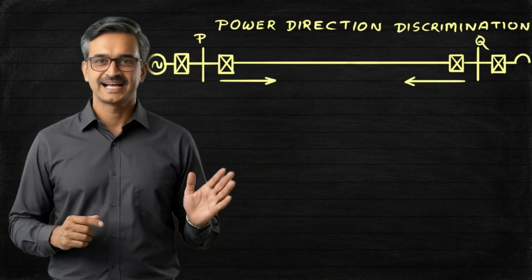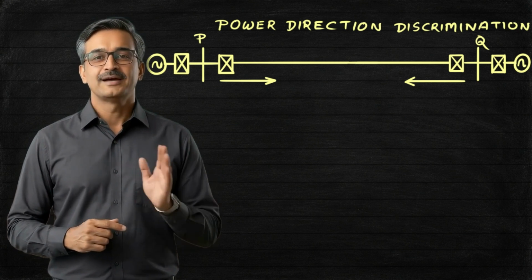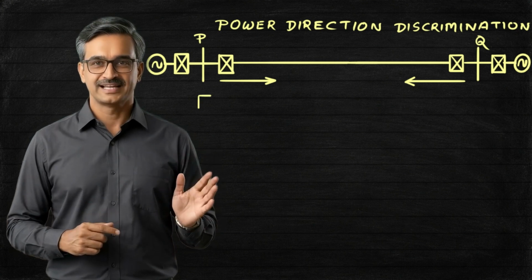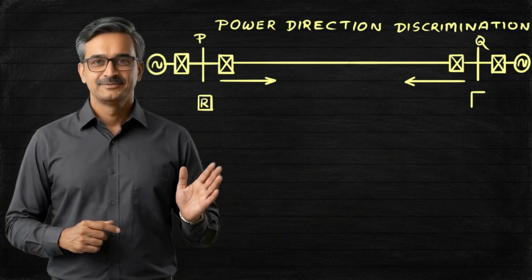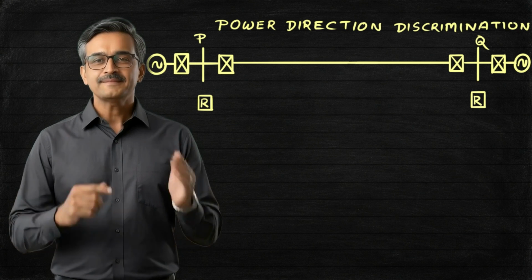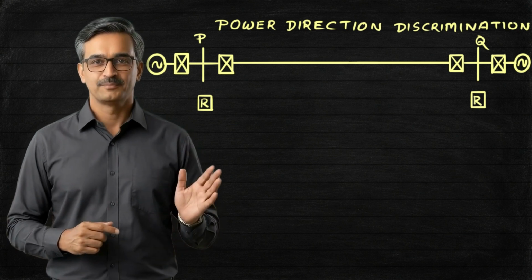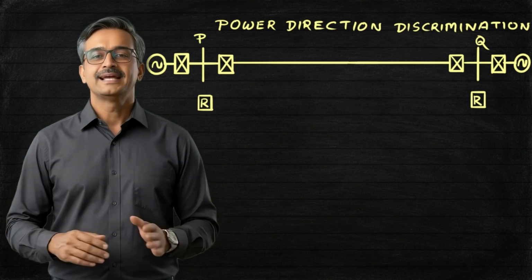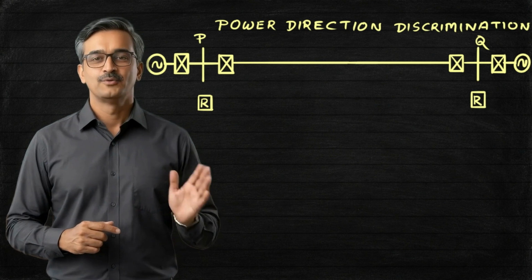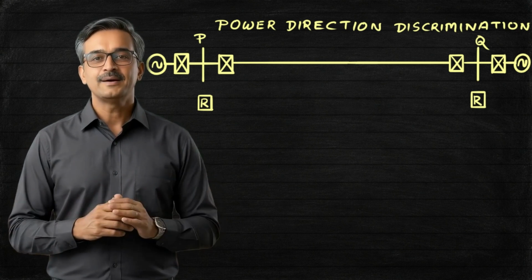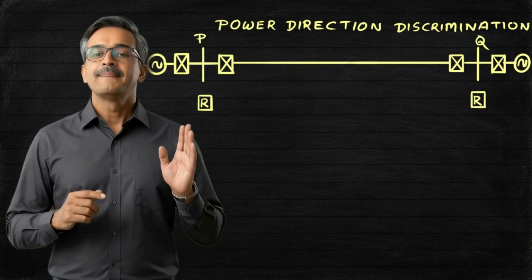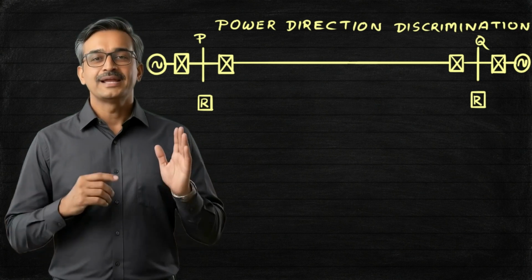Now let's see how this idea is implemented in practice. To achieve this, we install directional relays at both ends of the protected section. One relay at substation P and another at substation Q. These relays do much more than simply measure the magnitude of power. They also determine the direction in which the fault power is flowing, whether the power is entering the protected section from that end or leaving the protected section. The directional information obtained from both relays is then compared to determine whether the fault lies inside or outside the protected zone.